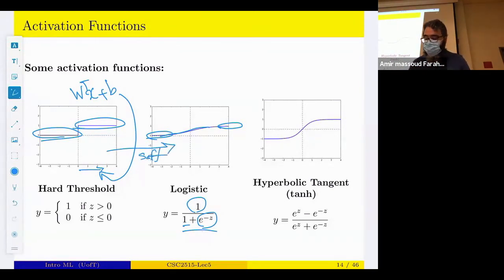And then we have hyperbolic tangent, or tanh, which is very similar to the logistic function, except that the output is either plus 1 or minus 1. And in the region where Z is close to 0, the behavior is almost linear. But then when Z is very positive or very negative, it starts to saturate.